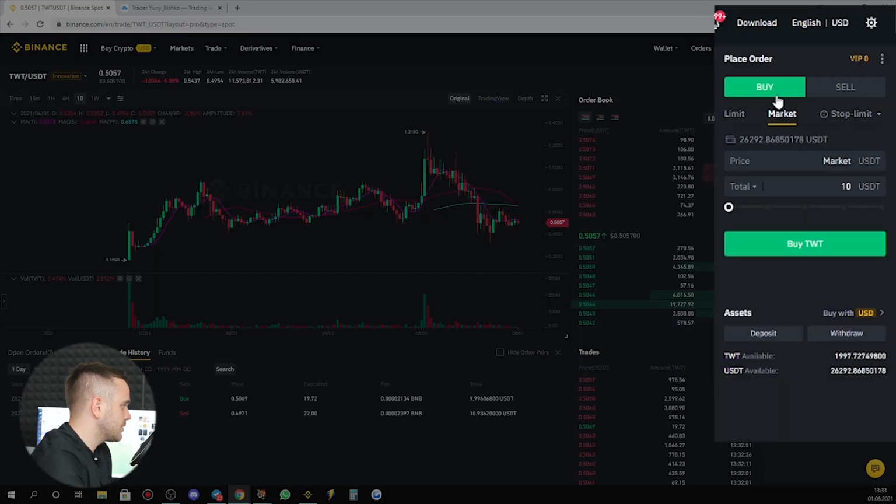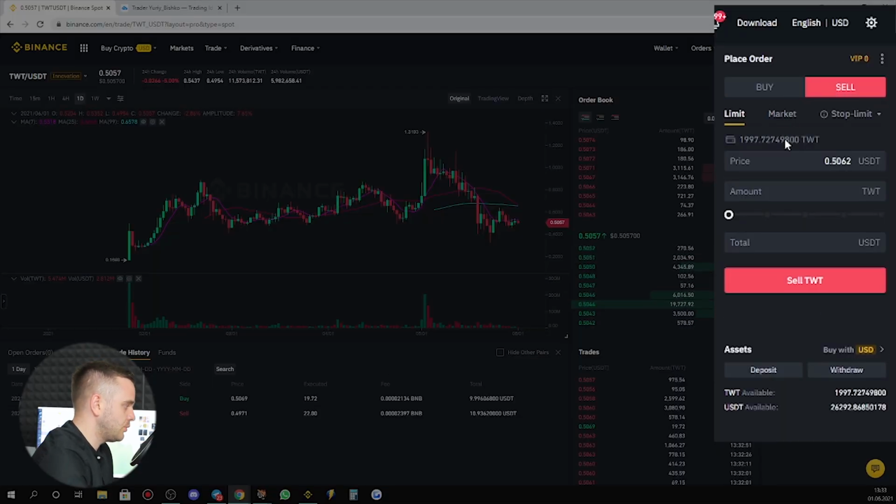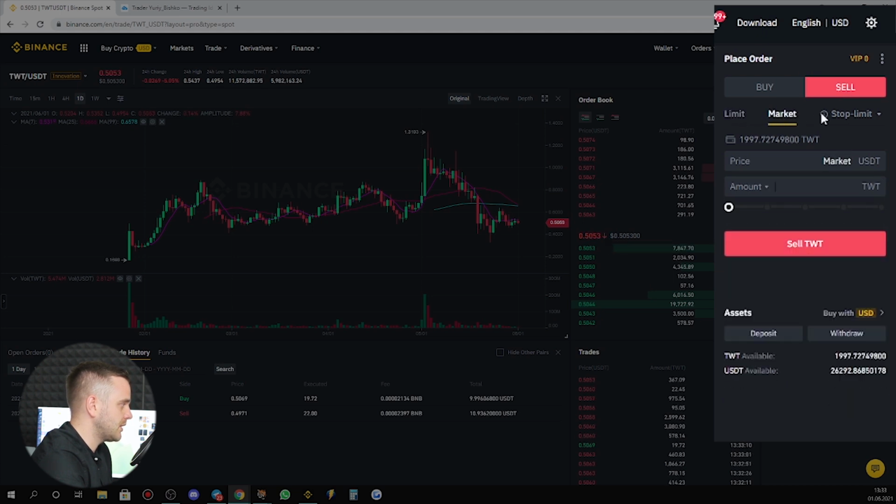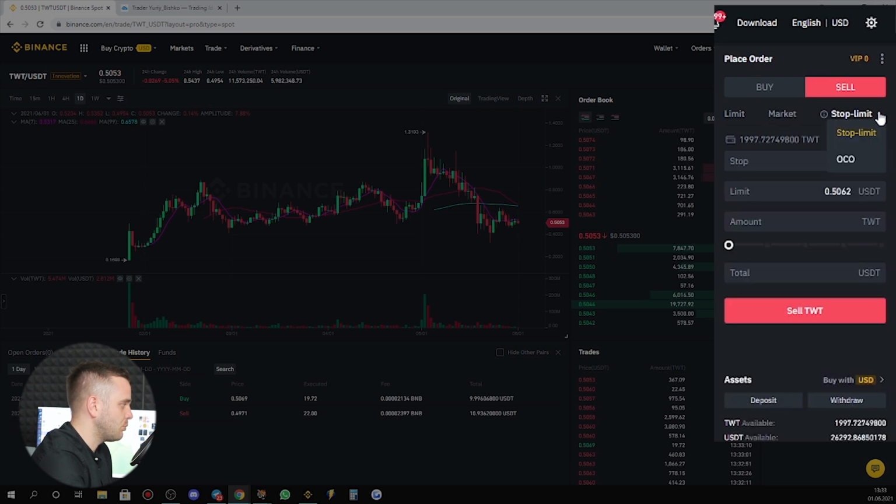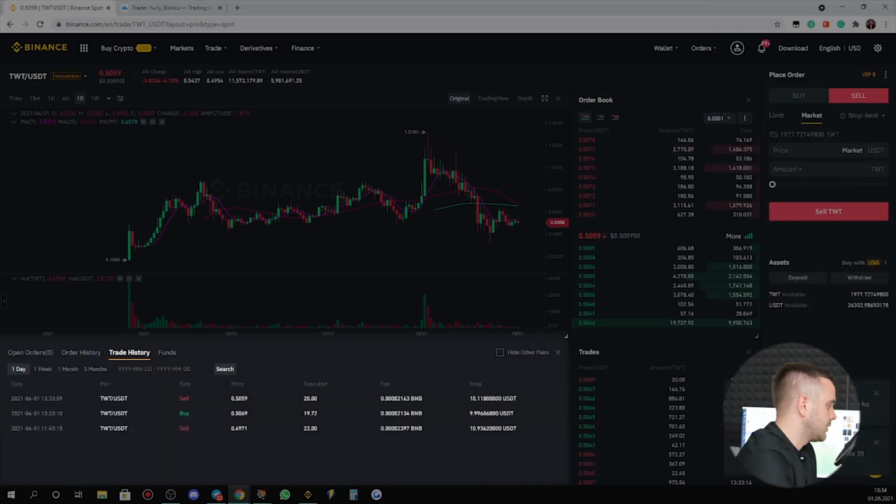To sell those coins, it is really simple. You push sell, also by market. You can sell with limit, you can also sell by market, and you can sell with a stop order. I personally would do, okay, let's sell 20 TVT. As you can see, I just sold 20 TVT coins. It was more than 10 USD, as you can see, and there is the fee, my personal fee that I paid to the Binance exchange.